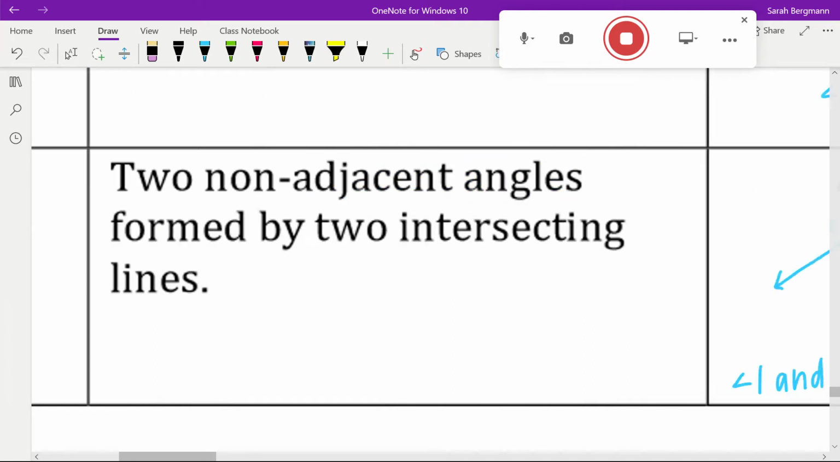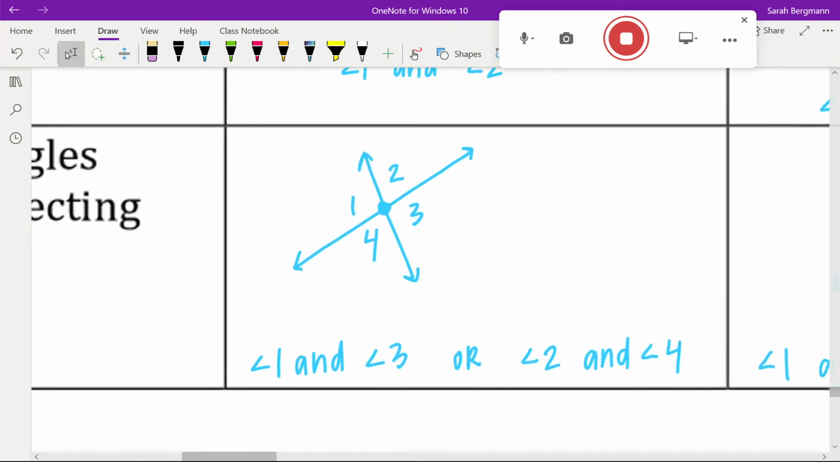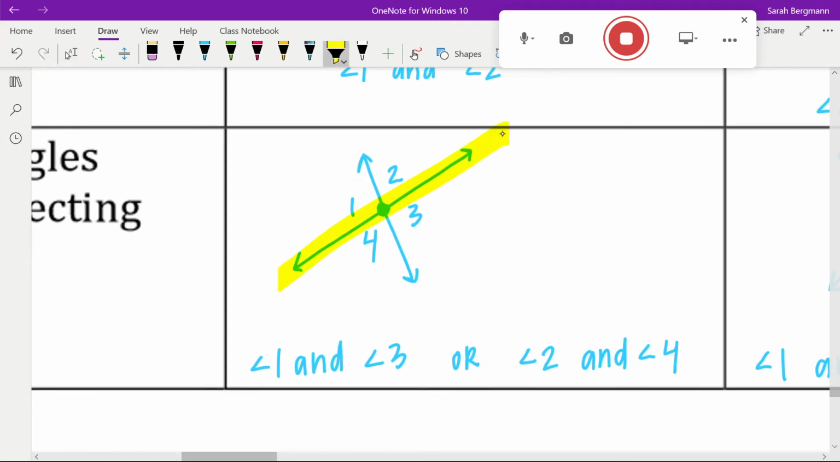So for example, if you draw 2 intersecting lines, the angles that are not next to each other. For example, angle 1 and angle 3, they are not next to each other. Those are called a vertical angle pair. The next example would be angle 2 and angle 4. This is another example of vertical angles.